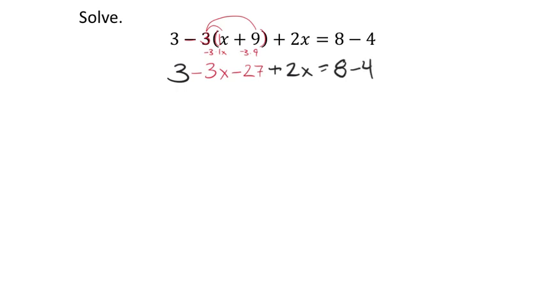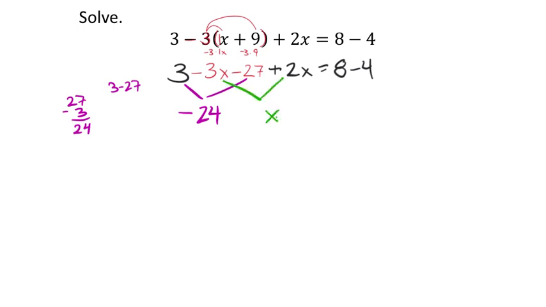So we're going to look now to combine any like terms that we have, such as 3 and -27. So that would be 3 minus 27. So we're taking away a lot more than we have, so it's going to be negative. Take the big number minus the small number. 27 minus 3 is 24. Drop the 2. -24. Then the x's.